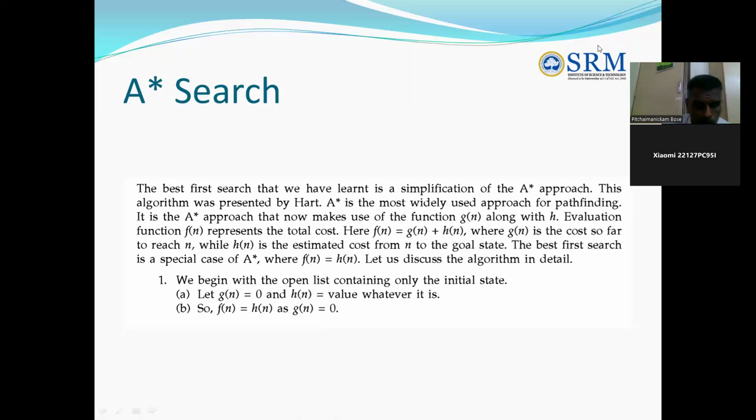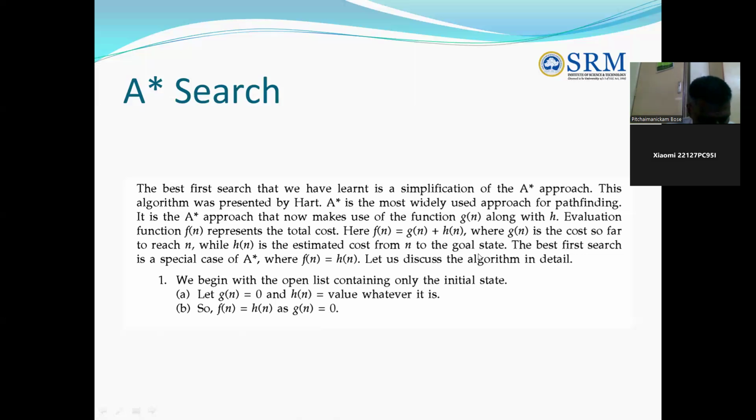The heuristic function has to be defined with this. So the notation can be represented as f of n. So f of n is equal to g of n plus h of n. What g of n means is we need to find the cost so far to reach the node n, and h of n means the estimated cost from node n to the goal state or the goal node. Okay, so we just note down that kind of thing.